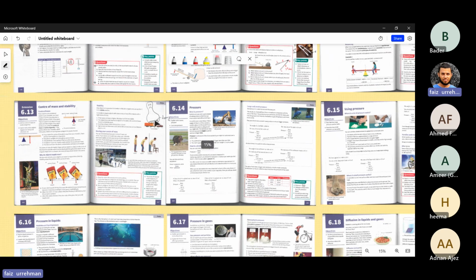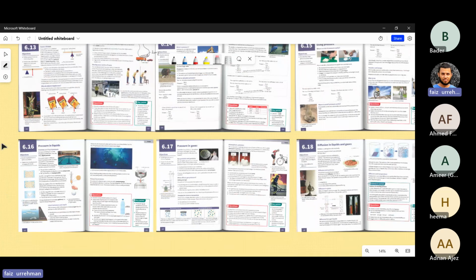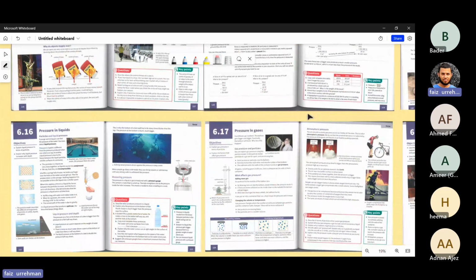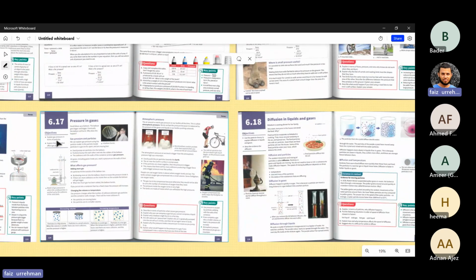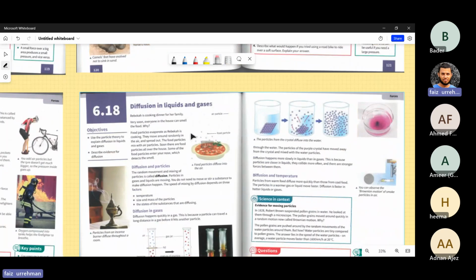Now from here we have new lessons: pressure, using pressure, and then pressure in liquids, pressure in gases, not pressure in human beings. That's not our chapter for today. 6.18 diffusion in liquids.